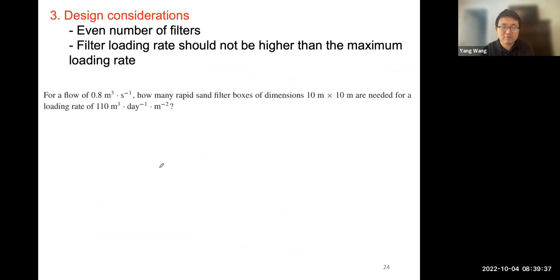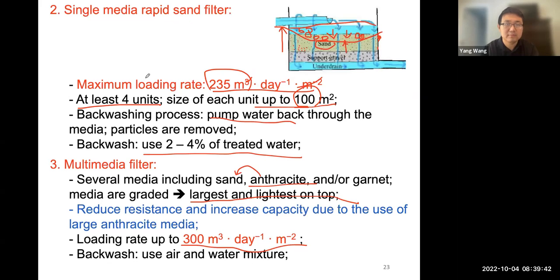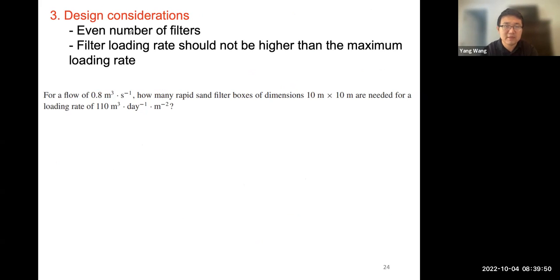And then for the design considerations, for the single media rapid sand filter, we said that we have to have at least 4 units. Okay, but overall, when we design these rapid sand filters, we want an even number of filters. Mainly because when we distribute the water through a major pipe, it's a lot easier if we just build them in parallel, which can distribute the water more evenly.